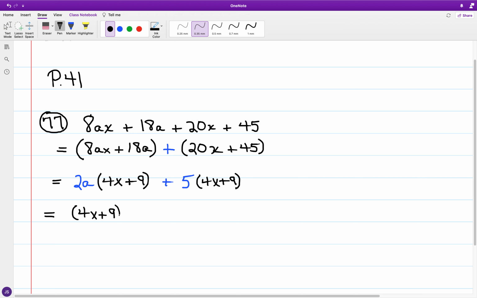And the other part of the solution will come from the outside terms and the operation, that is, the respective greatest common factors and the operation that was initially in the middle. So we have 2a and plus 5, and this will be the other combination. So this quartet will factor out to the quantity of 4x plus 9 times the quantity of 2a plus 5.